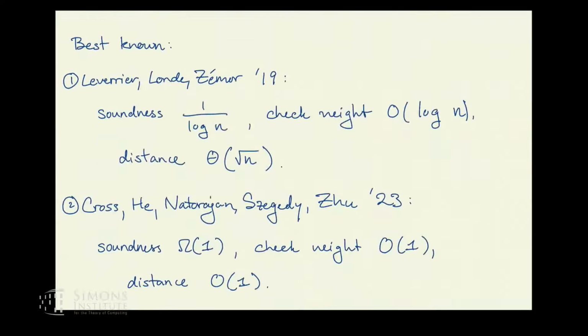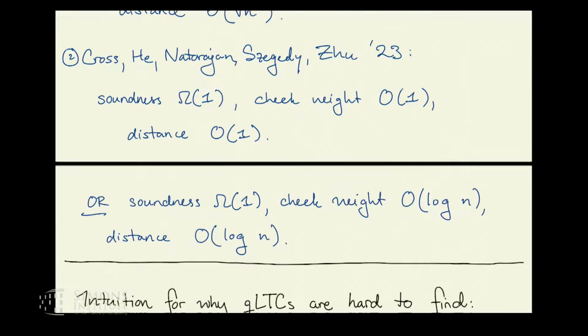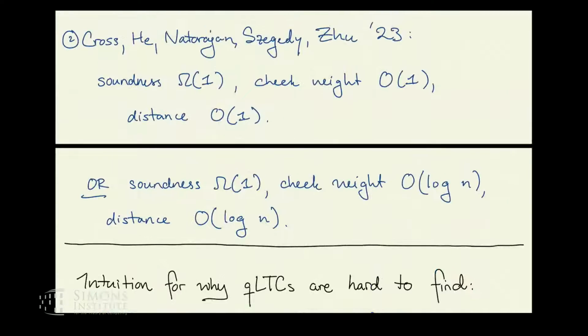Okay, so there are some best known results, but we don't know how to create rho equals 1 with also good weight and good distance. There were these constructions that had constant soundness, but the check weights and the distances were lacking, right?